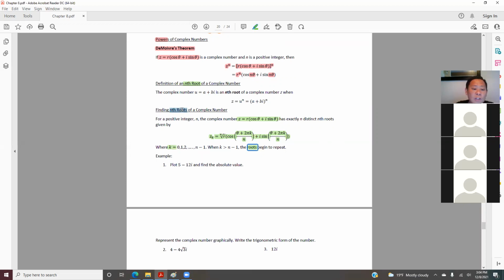So if the question is asking for cube root, n is 3. That means you will have 3 answers: k is 0, k is 1, and k is 2. You plug k is 0, 1, and 2 into this, and you will get 3 answers. If you're having 4th root, then n is 4, so you plug in k is 0, 1, 2, 3 into this formula.